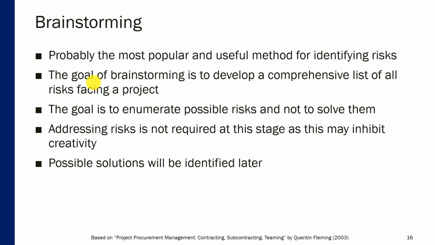So quantity matters more than quality, at least during initial stages. The goal is to enumerate all possible risks and not to solve them. In other words, again, the main idea is unrestricted flow of information, of ideas among team members. So you're not trying to solve anything, you're just trying to come up with a comprehensive list of risks.